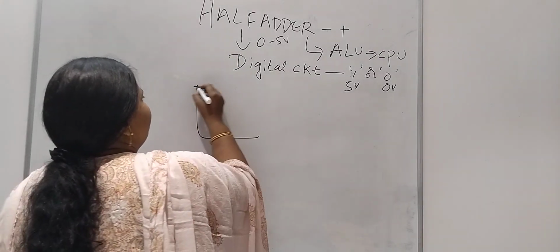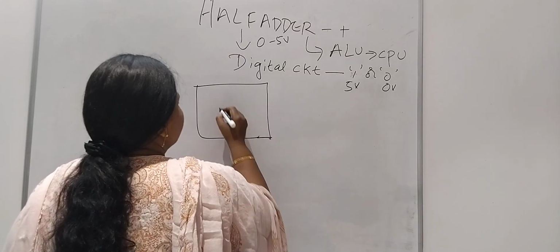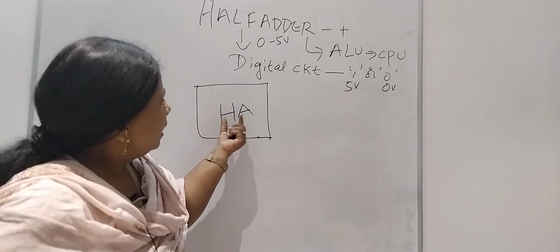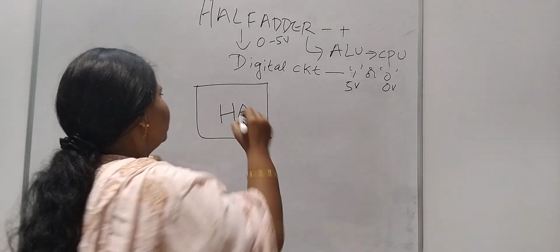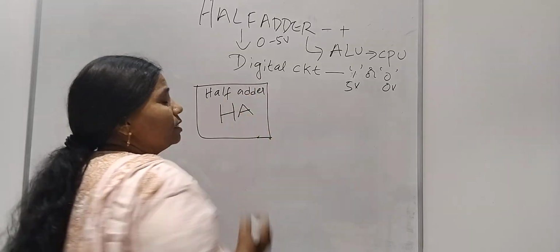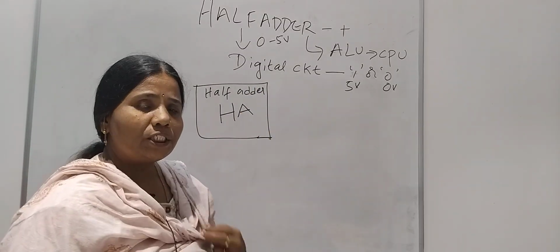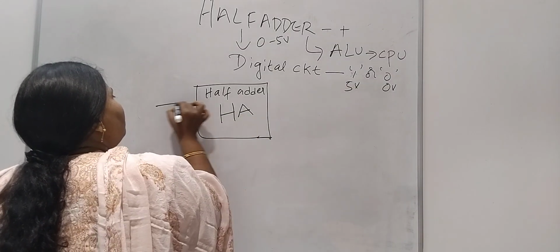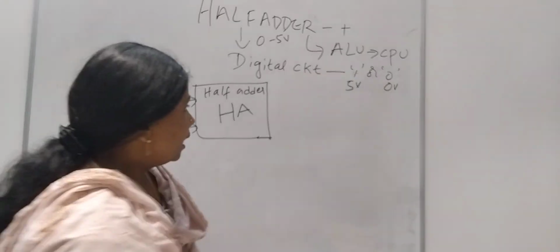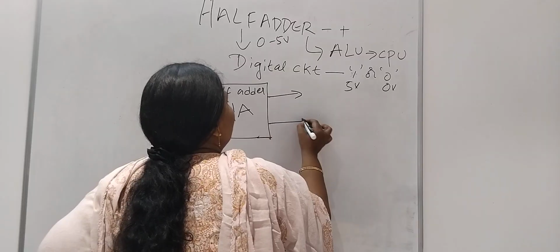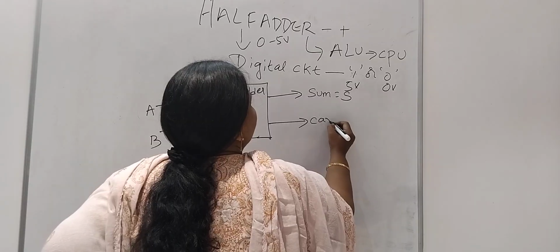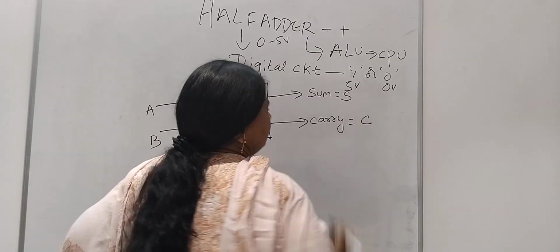In this half adder circuit, we are going to represent the schematic with a rectangular box, and the name of the half adder is represented in short form as HA. HA represents half adder. So this half adder circuit is used for performing which operation? Addition operation. How many inputs is this half adder circuit going to have? Two inputs, A and B. And how many outputs? Two outputs. Sum, which is represented as S. The next output is carry, which is represented as C.